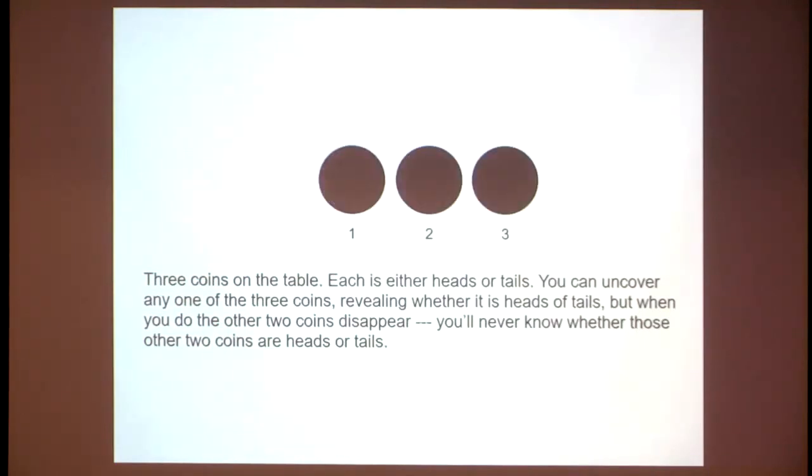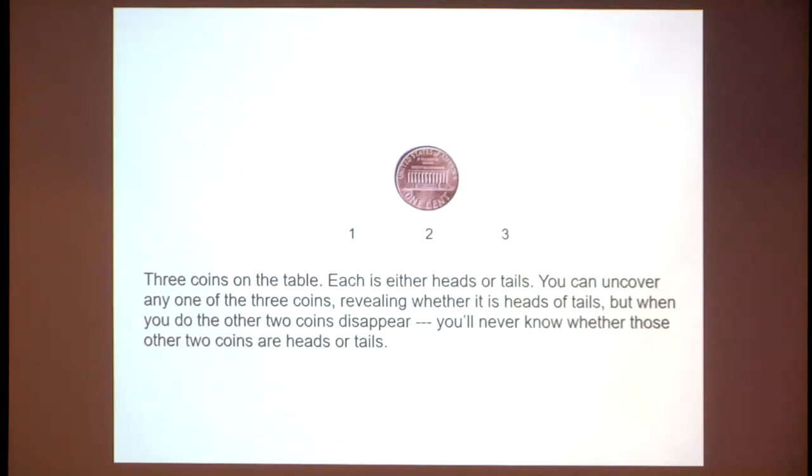So remember, it's up to you to decide which of the 3 you're going to uncover. In this case, I decided to uncover coin number 2, and it turned up tails, but 1 and 3 disappear. They're gone, and I'll never know what I would have found if I had uncovered them instead.